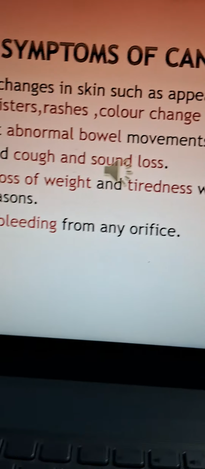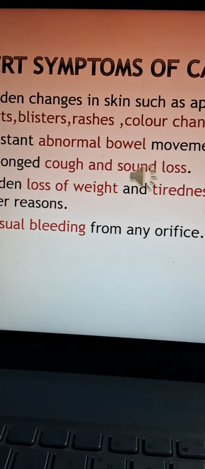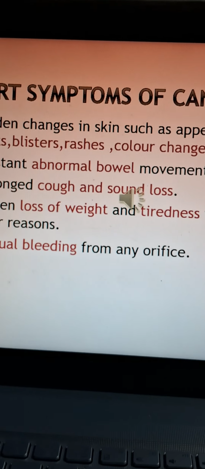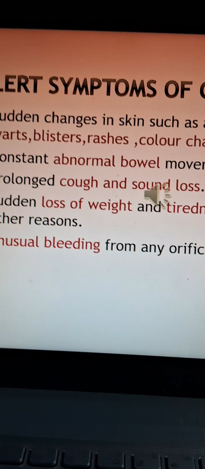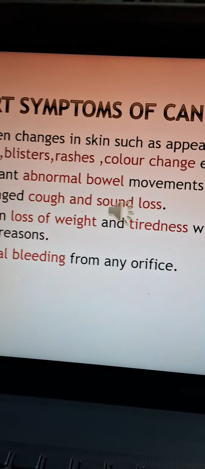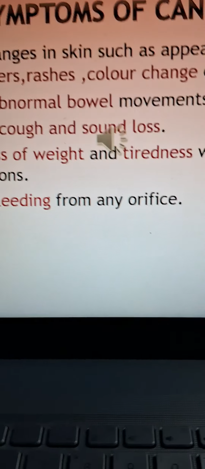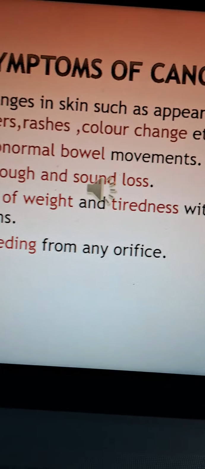Treatment of cancer will be more effective if it is detected at an earlier stage. The alert symptoms of cancer help us to detect the disease at an earlier stage. The alert symptoms are sudden changes in skin, such as appearance of warts, blisters, rashes, color change, etc. Constant abnormal bowel movements, prolonged cough and sound loss, sudden loss of weight and tiredness without other reasons, unusual bleeding from any orifice, etc.